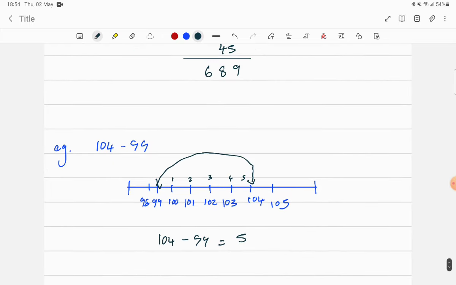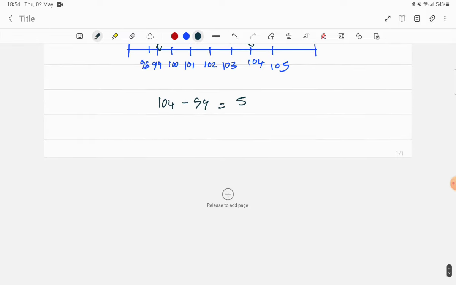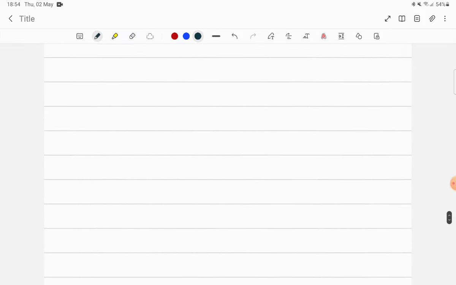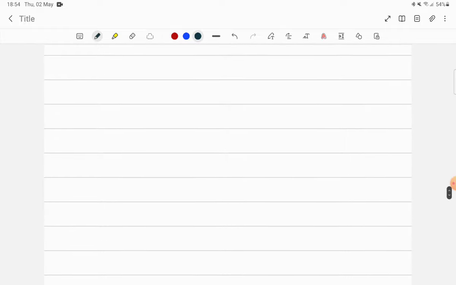But either way, the long method would work for either one of these, whether the numbers are close together or not. So that is subtraction. Moving on to the method of multiplication, we look at long multiplication. This is aside from your multiplication tables that you would have learned throughout your primary and high school career.